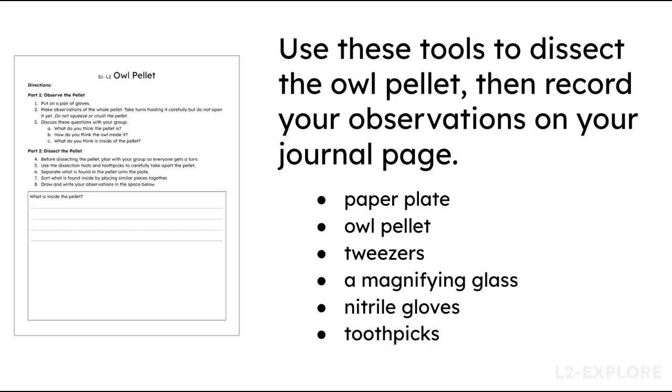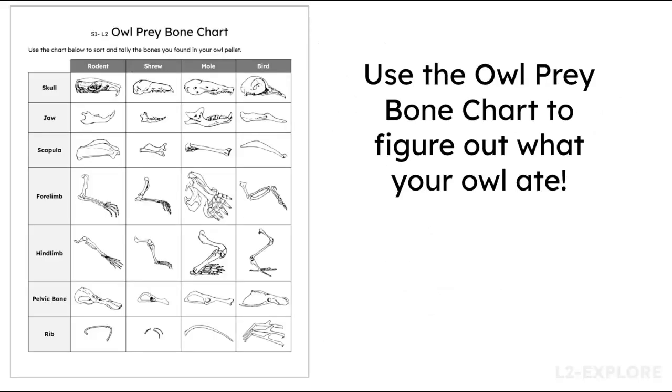You'll divide students into pairs and review the directions for the investigation on the Owl Pellet Student Journal page with students. They will use this journal page to record their observations. Once students have completed the dissection, you'll have them use the owl prey bone chart student journal page to figure out what animals the owl ate.